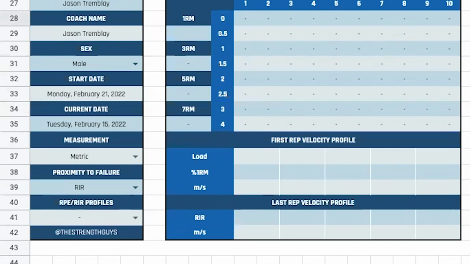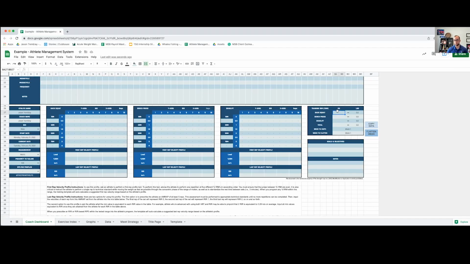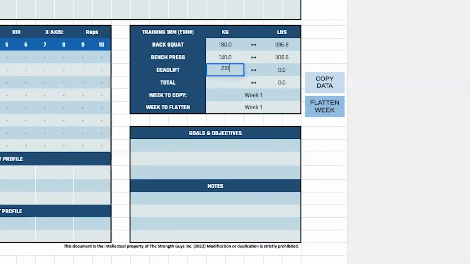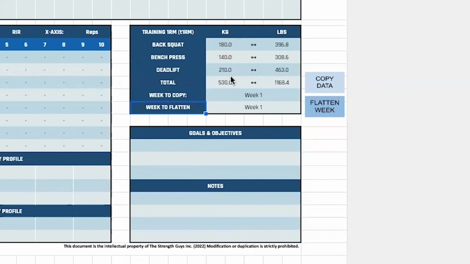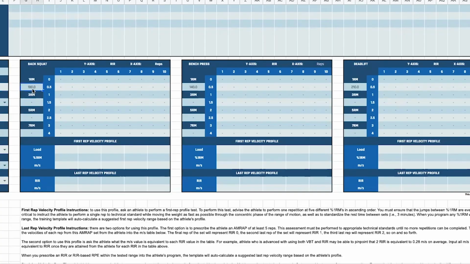Then our next step will be to input some 1RMs. So let's say 180, 140, 210. Sometimes I forget that I should clear that cell out. It's an easy sum formula, so that's the projected total. These are the pounds values. These will now populate throughout the document when we prescribe things that are back squat, bench press, or deadlift. And you'll notice that these values are here. We'll discuss what all of that means in a later video.